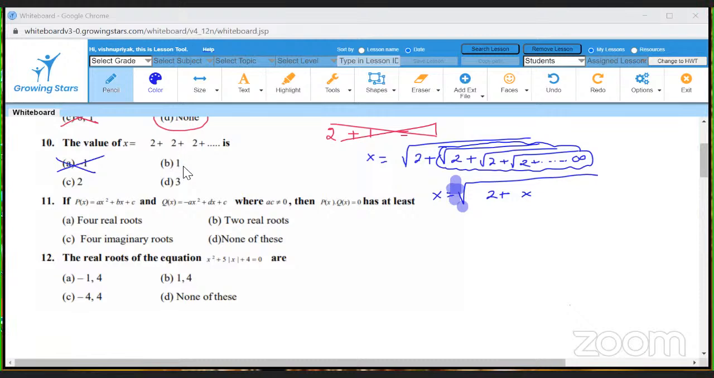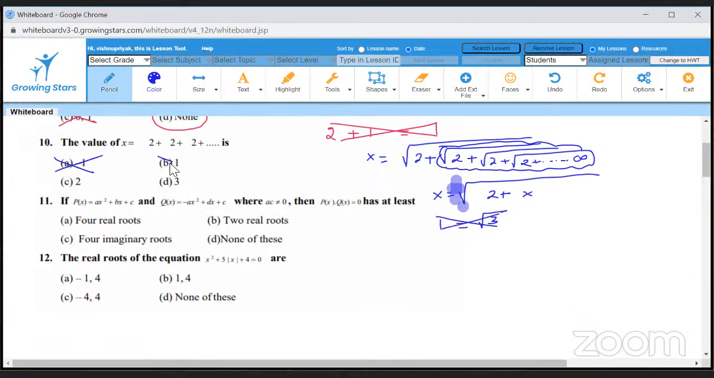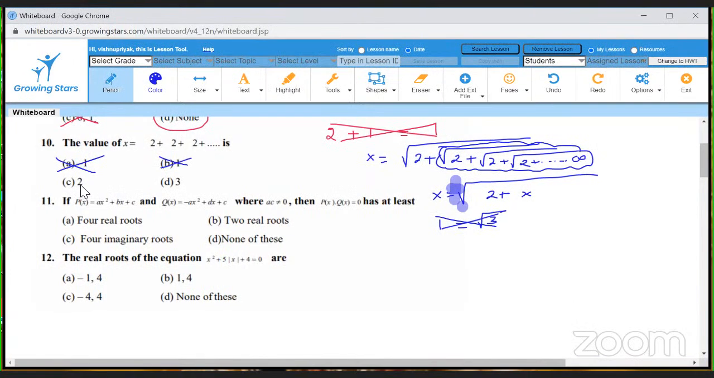Okay, now we will see whether B is correct or not. B means it is 1. So put x as 1. 1 equal to square root of 3. This is wrong. B is wrong. Put C, x as 2. 2 equal to square root of 4. Yes, this is correct. So option C is the correct answer.